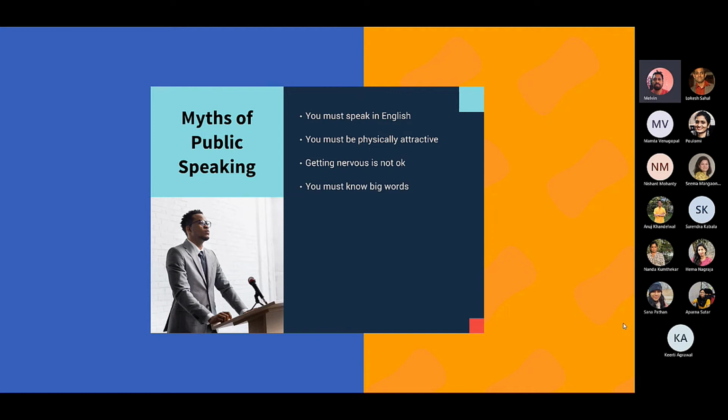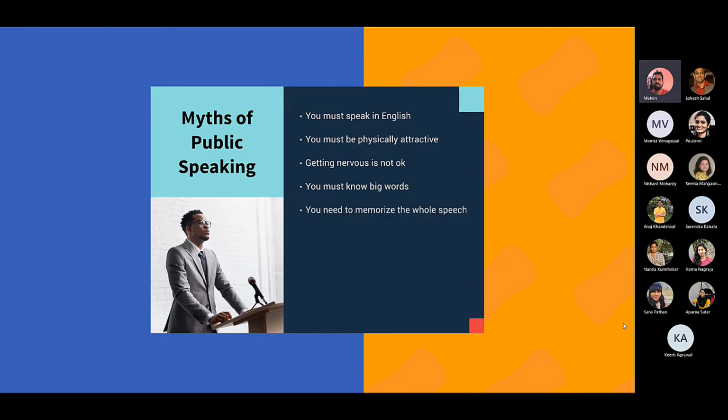Next up, you must know big words. And I'm guilty of this as well. I try to include words that sound very fancy without even knowing whether the other person will understand or be comfortable with it. So rather, we use simpler language that every person in the audience can connect with, or at least most of them can. Complex words really don't do good for you. They actually distract your audience. And once your audience is distracted, there's no use of your speech.